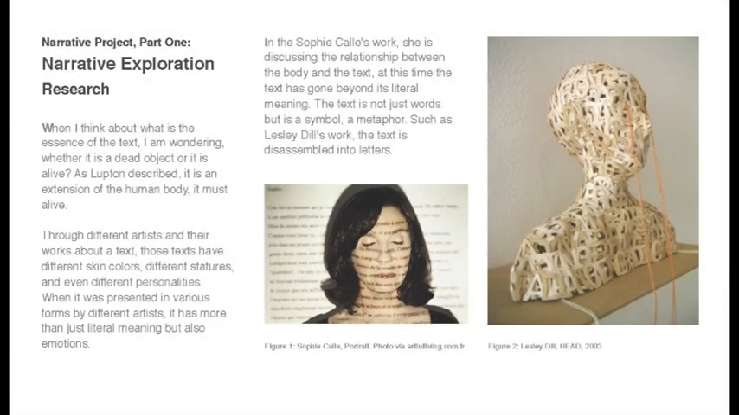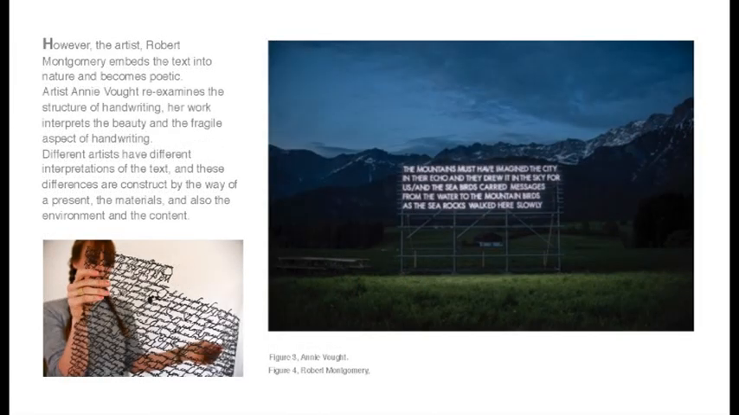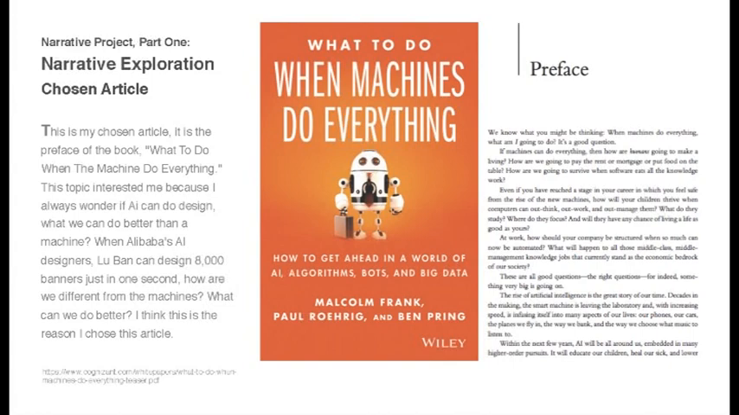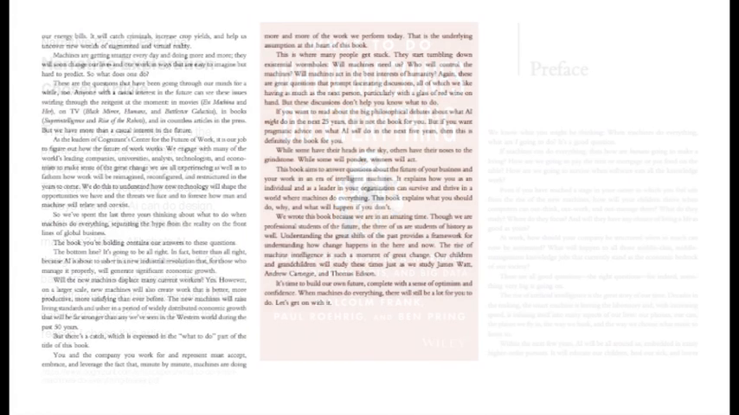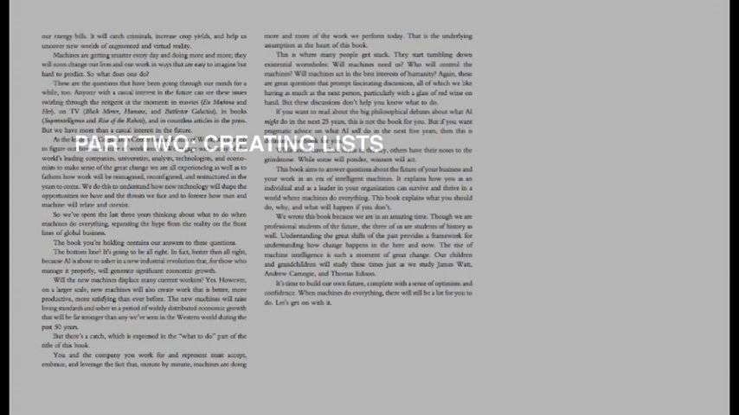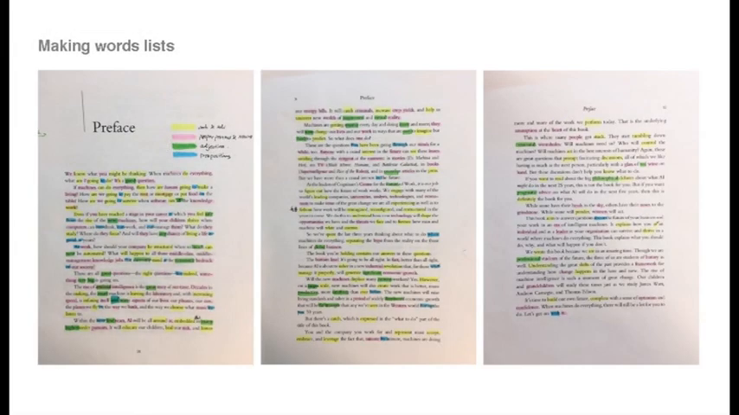With the narrative project, we have started with exploration. We researched some artists whose work with letters, typeface, and how they use it to create a narrative. Later, I chose the article from the book, What to Do When Machine Do Everything. It's from Mark Frank, Paul Rochin, and Ben Ping. I used the preface of the book to create my word list.